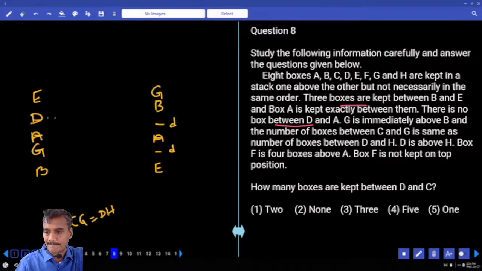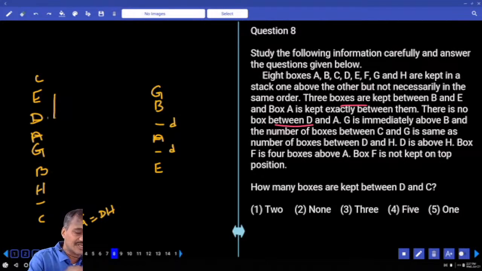Then the next one, D is above H. Now where is this D? D is above this H, and at least we can have H at this place. Now if you have H at this place, how many are in between D and H? 3. Then between C and G we need to have exactly 3. 1, 2, 3, 4, 5, 6. Now C can be here, isn't it? Or C can be at this place, isn't it? Now between C and G, how many are there? There must be exactly 3. Now here also there are exactly 3.